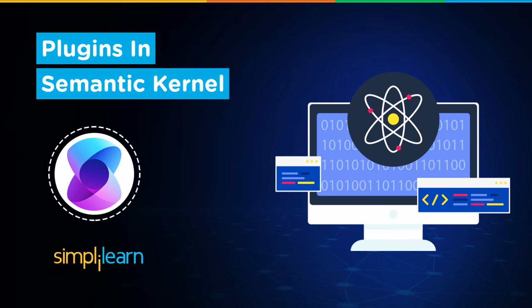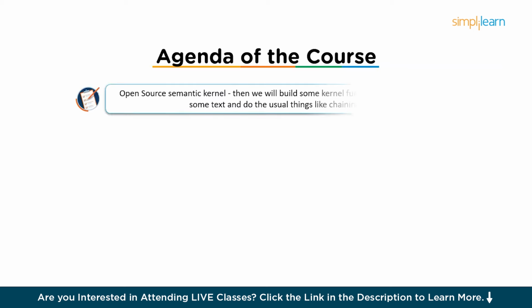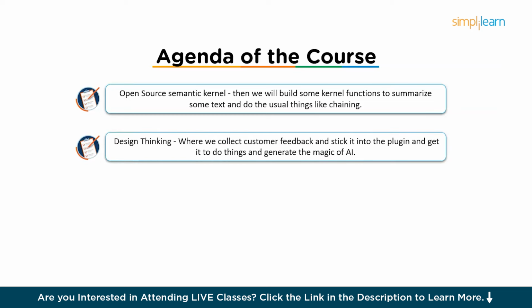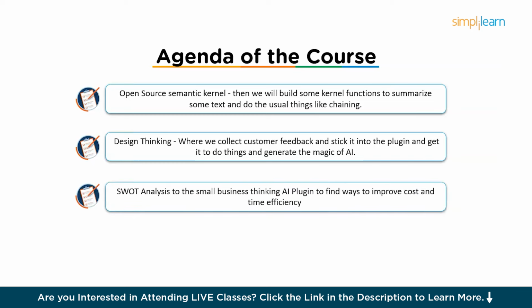In this course, we will understand and get hands-on with the open source Semantic Kernel, then we will build some kernel functions to summarize some text and do the usual things like chaining. Then we will jump to design thinking, where we collect customer feedback and stick it into the plugin and get it to do things and generate the magic of AI. Then we are going to apply SWOT analysis to the small business thinking AI plugin to find ways to improve the cost and the time efficiency.